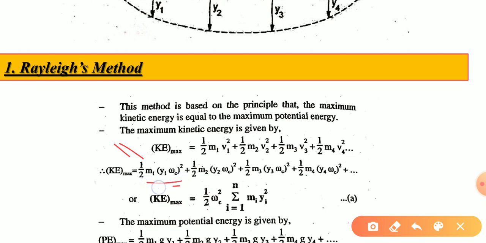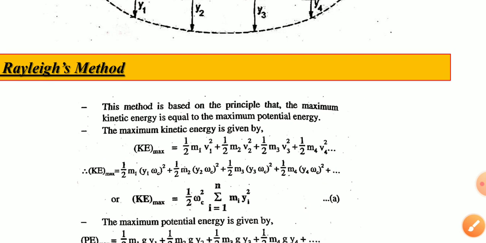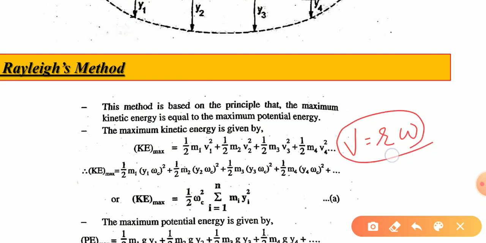Now here it is written y1 omega c, as we know that the linear velocity v is equal to r omega. But over here, instead of r there is the y deflection, and instead of omega there is omega c, which is the critical speed. So here it is y1 omega c, y2 omega c, y3 omega c, and y4 omega c. For a number of rotors we can add.